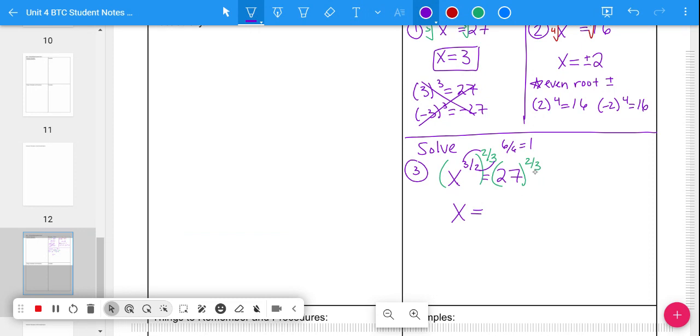Now 27 to the 2/3 power. Well, I can take that in my calculator, but I also know that the 2/3 power is the same as the cubed root of 27 squared. Well, the cubed root of 27 is 3, and 3 squared is 9. So my final answer would be x equals 9.